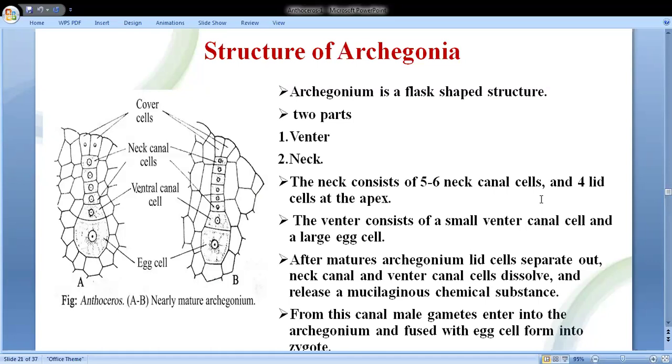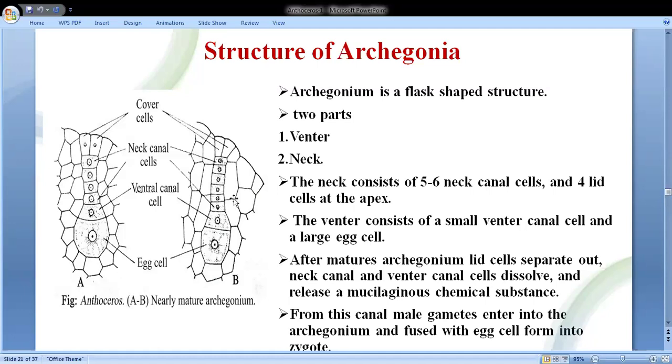Okay. See here, 4 neck canal cells are there in Marchantia, but in Anthoceros, the neck consists of 5 to 6 neck canal cells. Please remember this. This is a very, very important number. Neck canal cells, 4 are observed in Marchantia, but in Anthoceros, 5 to 6 neck canal cells and 4 lid cells at the apex. The venter consists of a small venter canal cell and a large egg cell. See here, this is the venter canal cell. This is the egg cell. These are the neck canal cells.